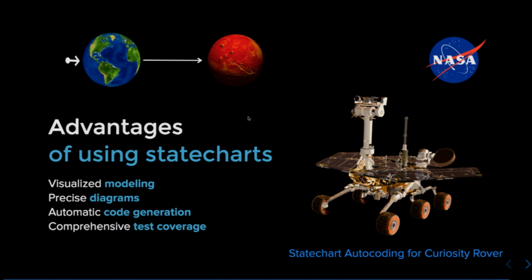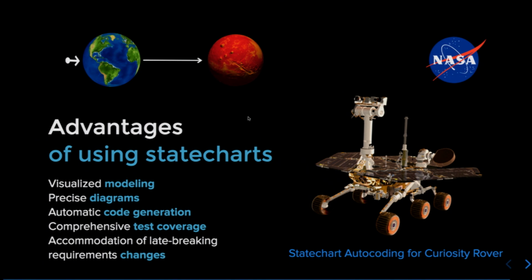Also, comprehensive test coverage. By using state charts, they were able to generate all of these integration tests where they could test each and every one and ensure that every single state was being hit and every single possible action or event was being handled.